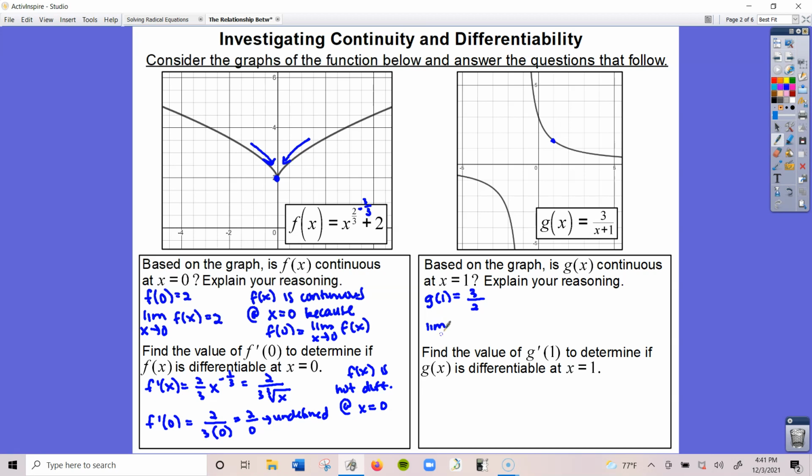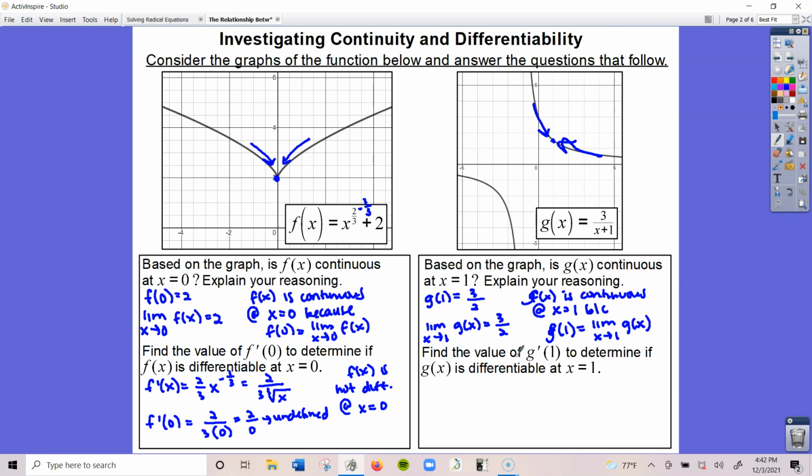Now let's do the limit value. The limit as x approaches 1 of g of x. If we look at the graph, we can tell it's continuous. It does connect. The limit from the left is going to equal the limit from the right, which is also going to be 3 over 2. So this means that g of x is continuous at x is equal to 1 because g of 1, this is g.